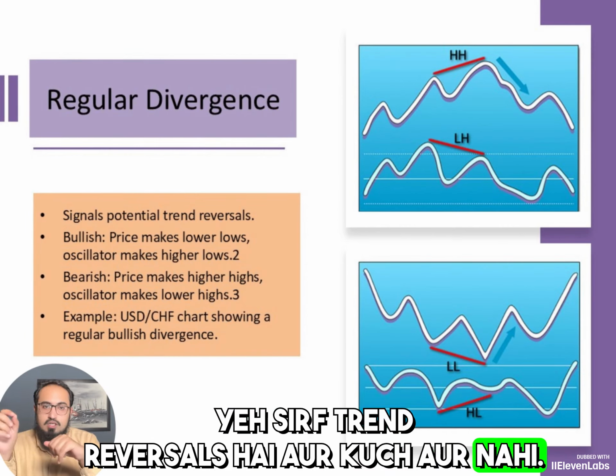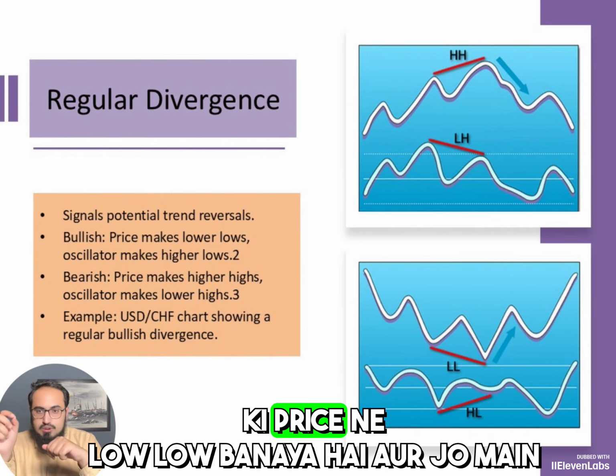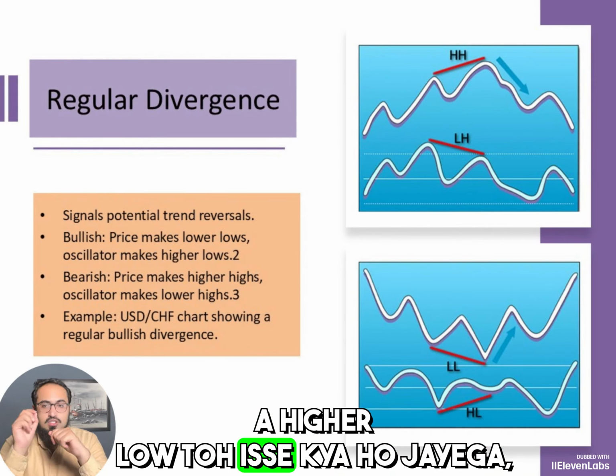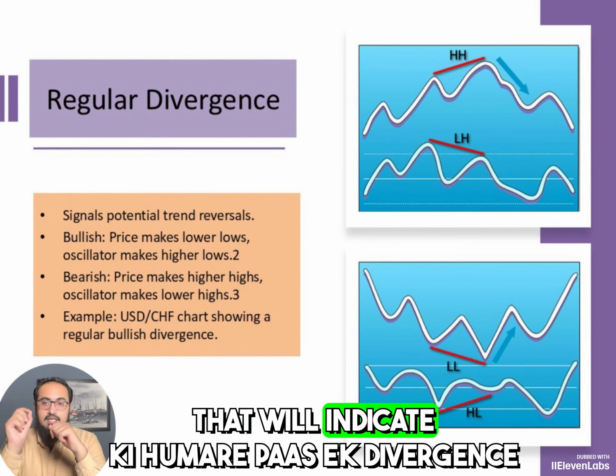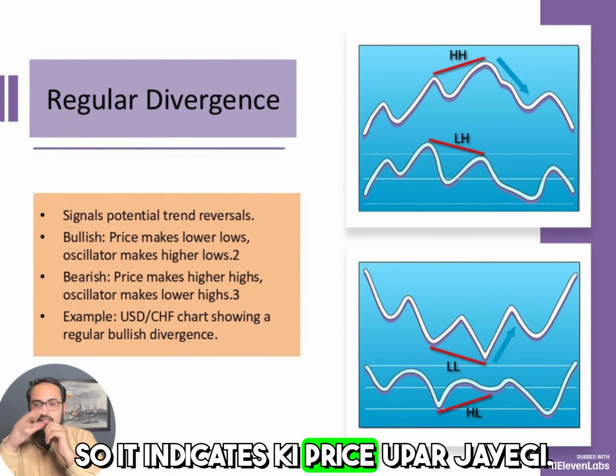So for example, what will bullish divergence be? The price has made a low and a lower low, and when I look at the indicator, it makes a higher low. Then what will happen with that? That indicates that we have a divergence coming. The divergence will be bullish, so it indicates that the price will go up.